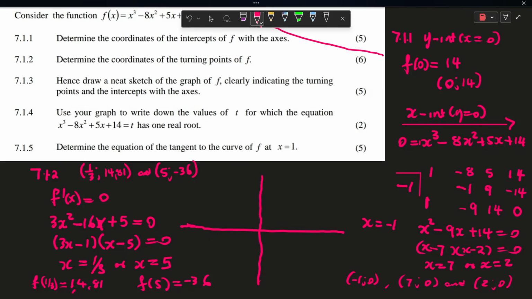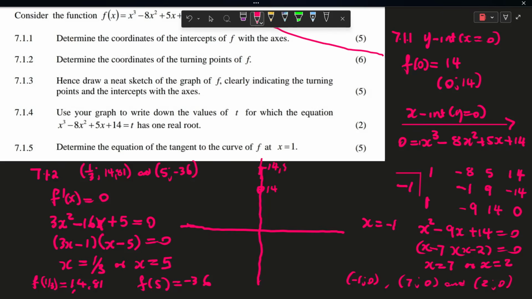When you draw, you start with your intercepts. Start with your intercept. What is the y-intercept? It's 14. 14 is here. We put a dot. Let me try to change a pen. But okay, let's start with the numbers. Then we're going to change a pen.